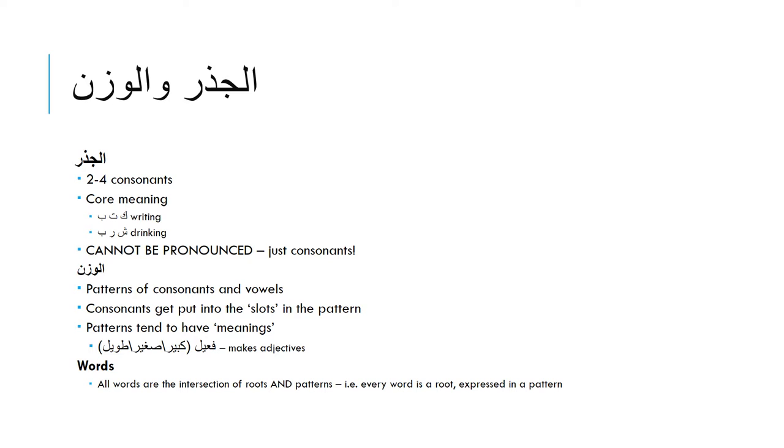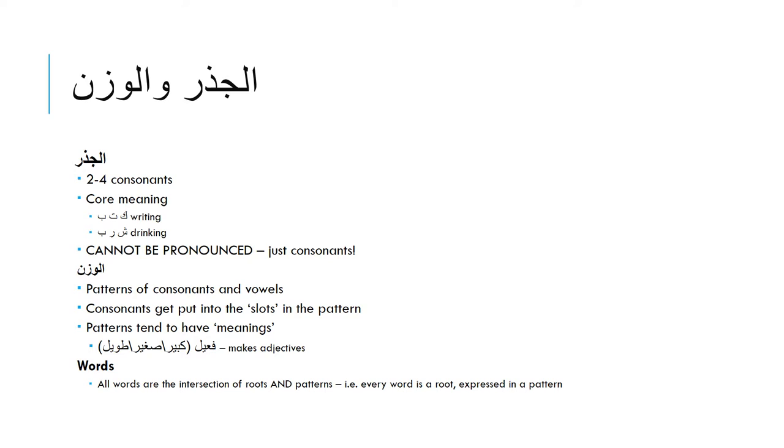So, الجذر والوزن. الجذر is the root. And الجذر consists of about 2 to 4 consonants. There are some rare 5-consonant roots, but usually everything gets cut down to 4 consonants. And these are just consonants. You have to think of them as abstract, unconnected consonant things that stay in order. They hold a core meaning, but they cannot be pronounced. They are not a word.